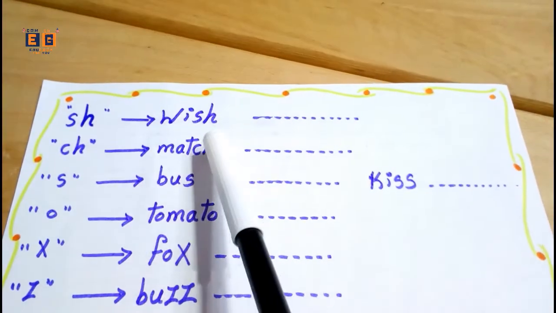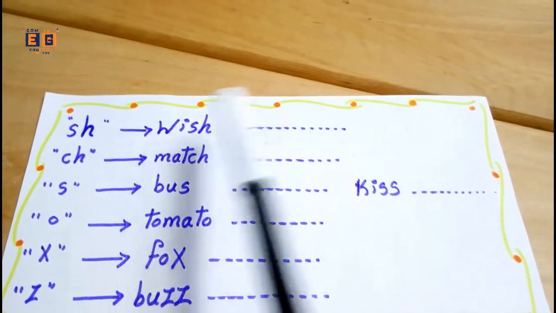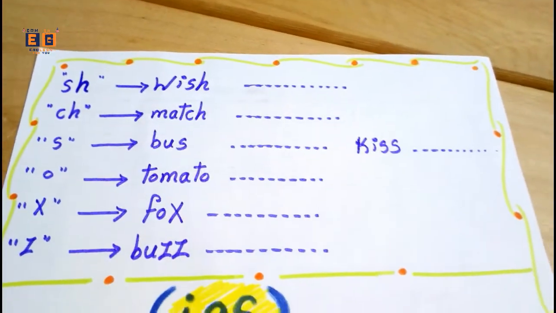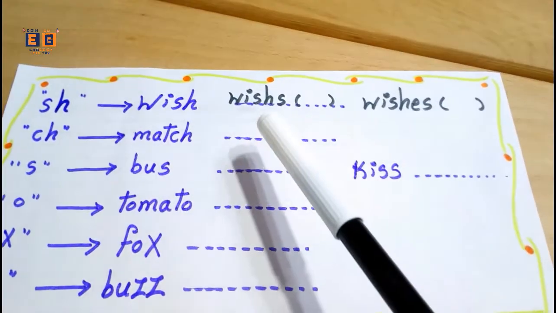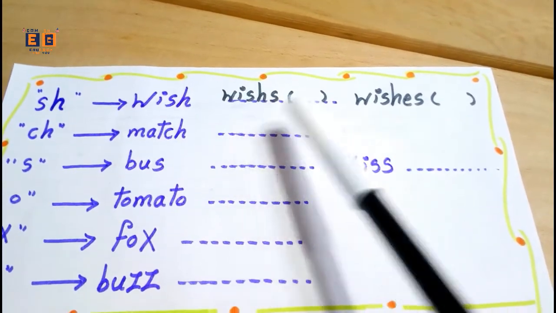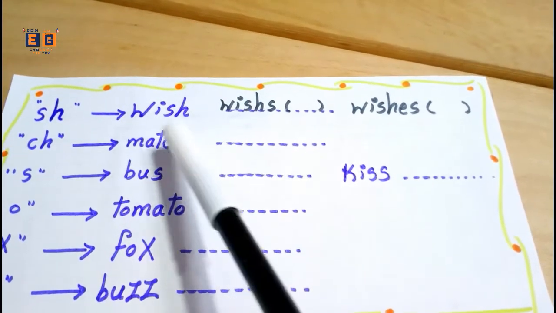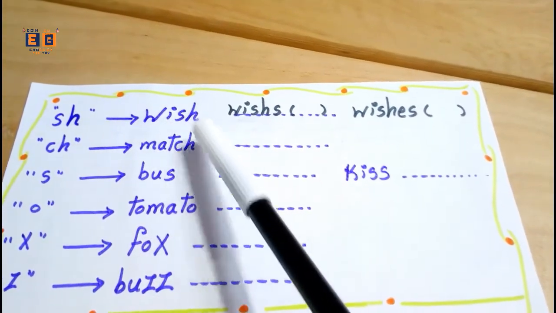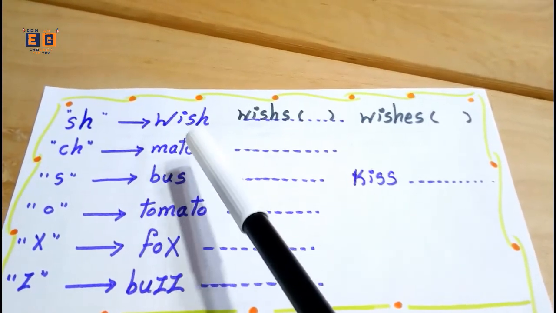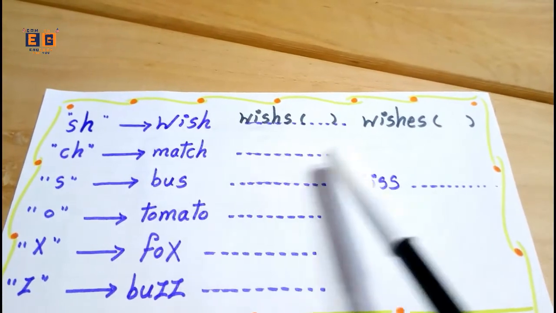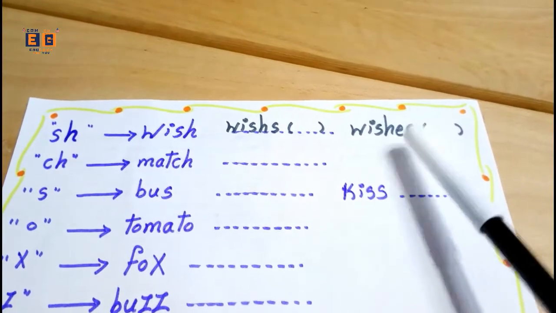A word like wish ends with sh. I wanna make this word into a plural. I can't put s, I must put es. Here are two words, wishs and wishes, but just one is right and the other one is wrong. This word ends with sh, so we must put es at the end to make it plural, so the second one is the right one.